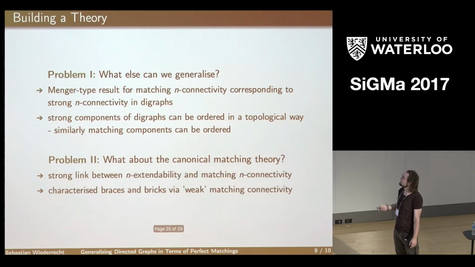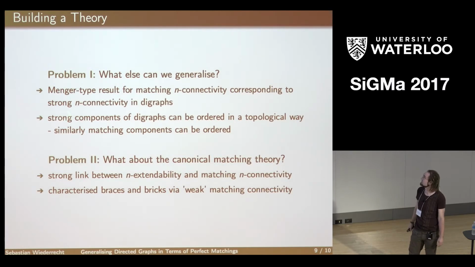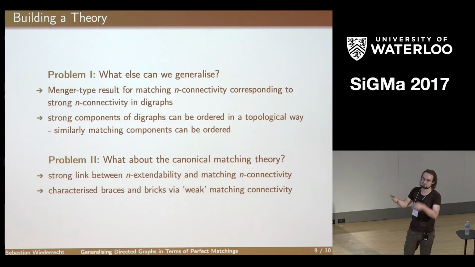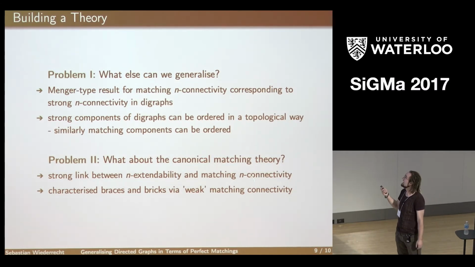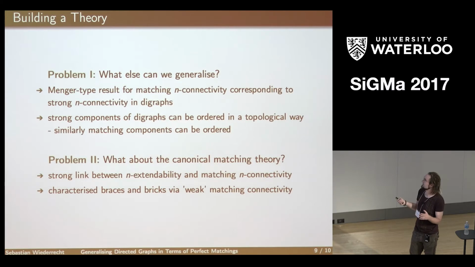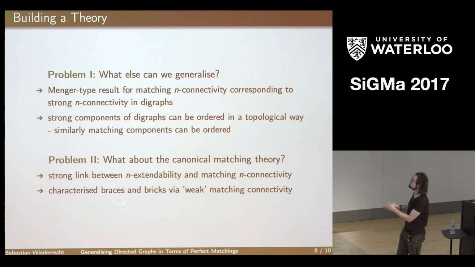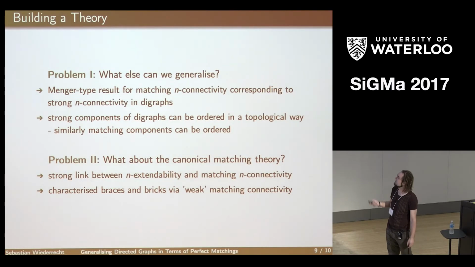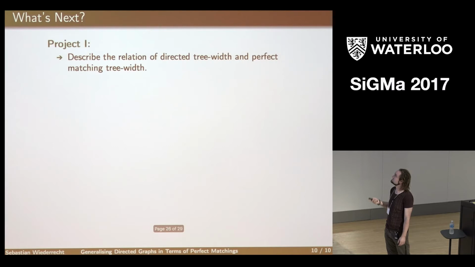And for the second part, and this is maybe just for the people who know a little bit of matching theory, we can find a link between N extendability, which is a parameter studied in matching theory, and our matching N connectivity. So there are just a few classes where these two parameters don't line up. And also we can characterize the two building blocks of graphs with perfect matchings, braces and bricks, where braces are the bipartite graphs, via a weaker notion of matching connectivity.